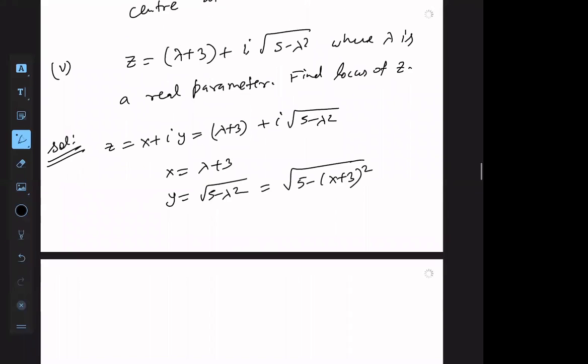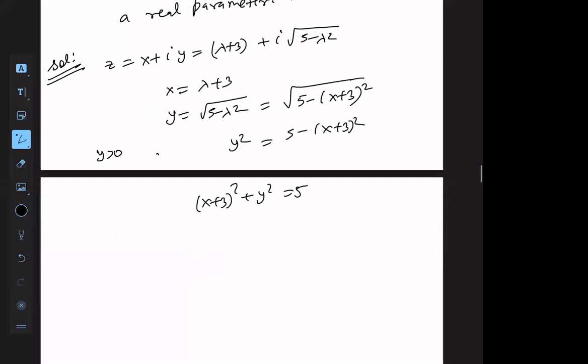So understood? So y is positive. If you square it, what will you get? You are getting this one. So it is x minus 3 whole square plus y square equal to 5. So basically it is a circle having center at 3 comma 0 and radius root 5, but which part? Only upper part. This center is 3 comma 0 and radius is root 5.